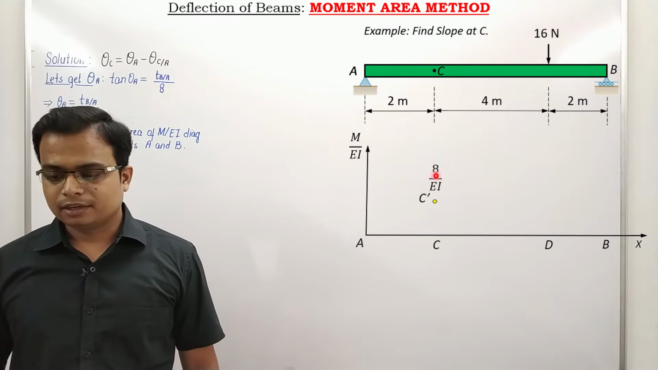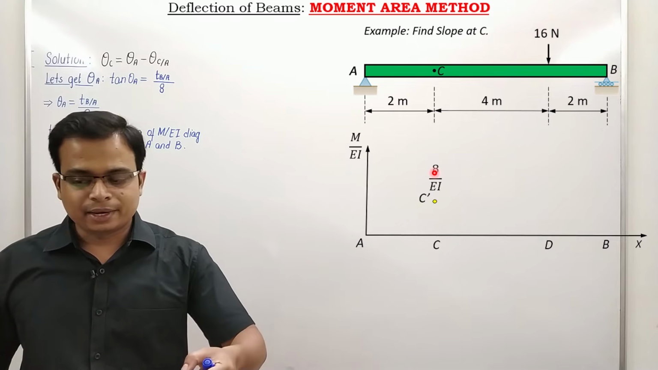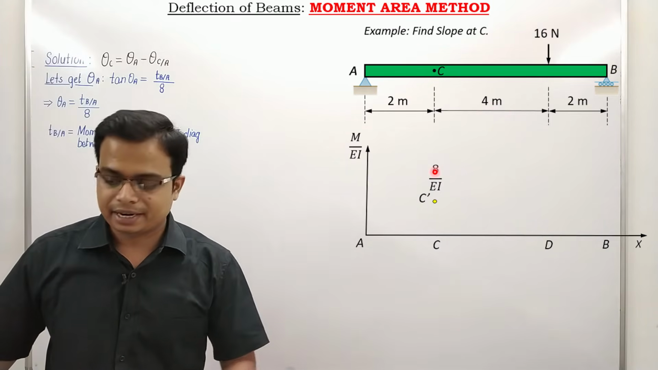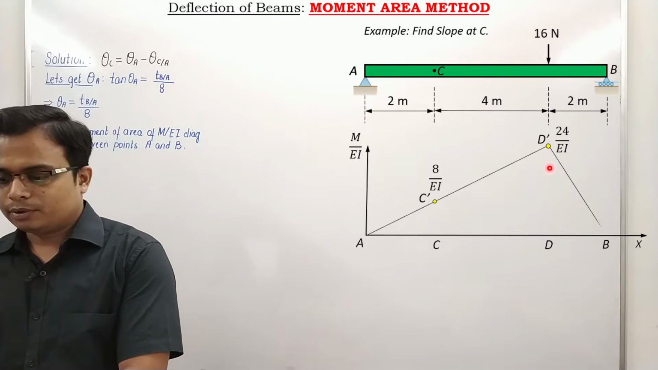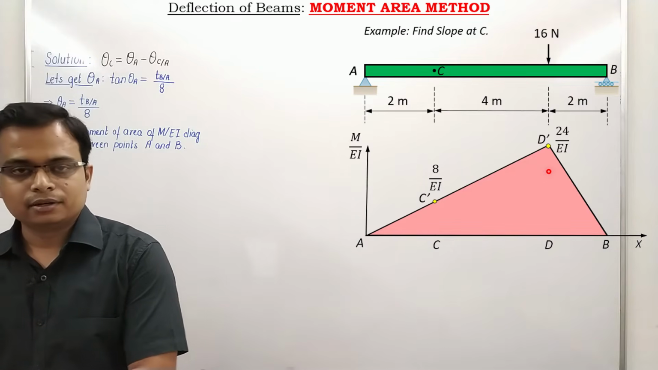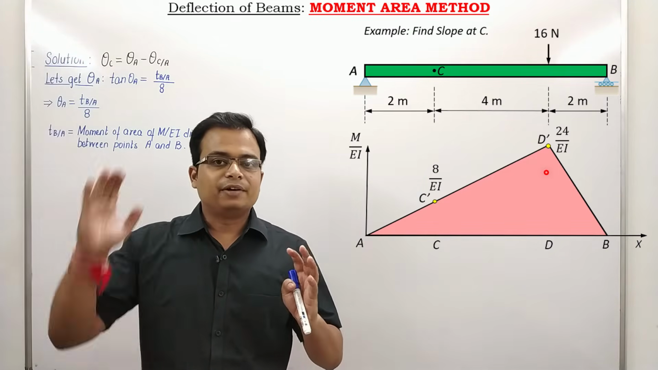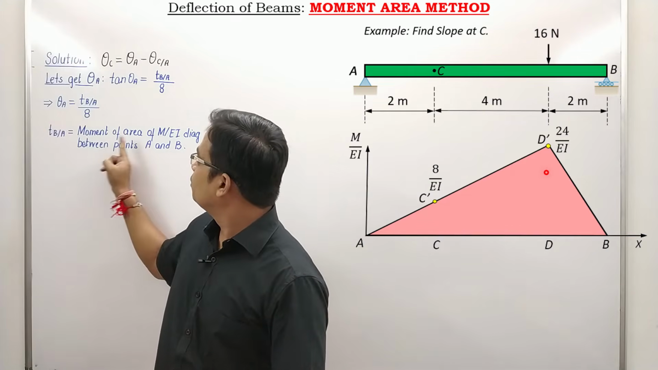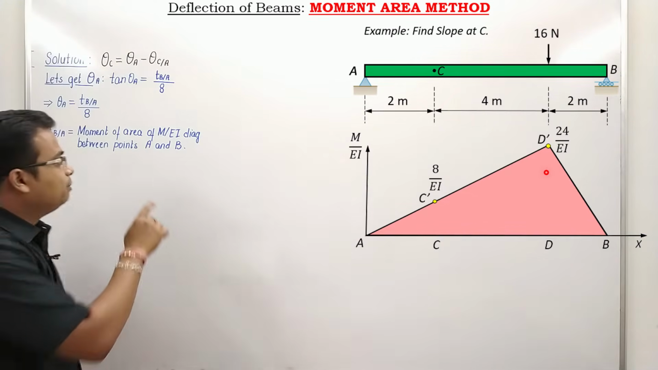8 over EI. Here the bending moment was 8. So divide by EI for the corresponding value in M over EI diagram. And that's 24. There you go. Done. And that's the shaded region. Right. This is the total area between point A and B. Moment of area of M over EI diagram between points A and B.